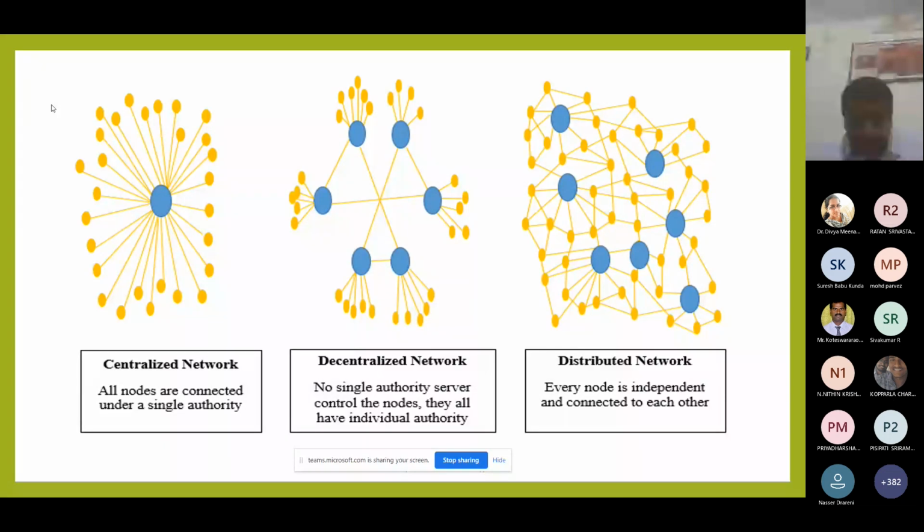Now, what does blockchain use? We use the term decentralized, but actually it is not a decentralized network. Blockchain uses a distributed type of network, which is nothing but the enhanced version of the decentralized network that we know. Every node is independent and they are connected to each other. Just the decentralized network, if you connect all the nodes with each other, it will be a distributed network. So this is how a blockchain is called a distributed network.